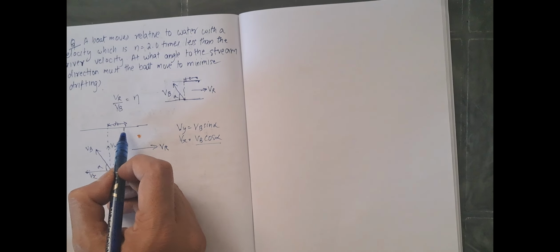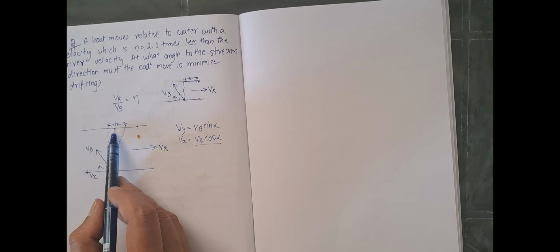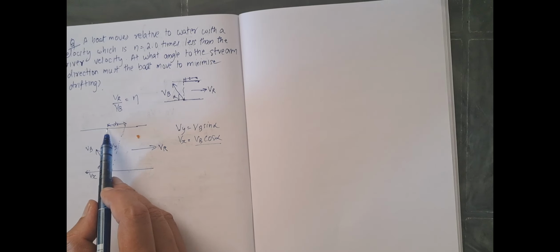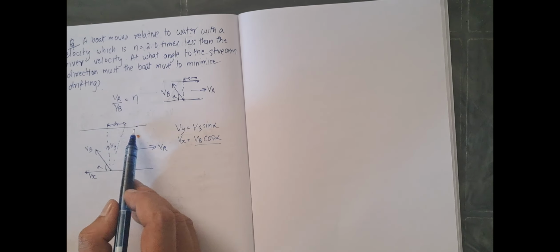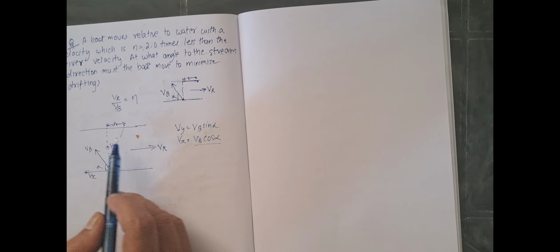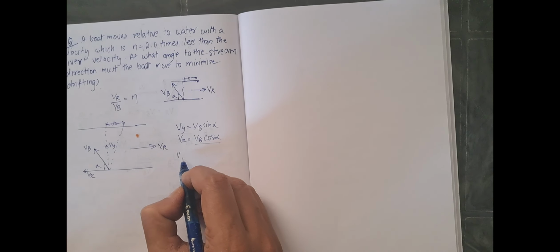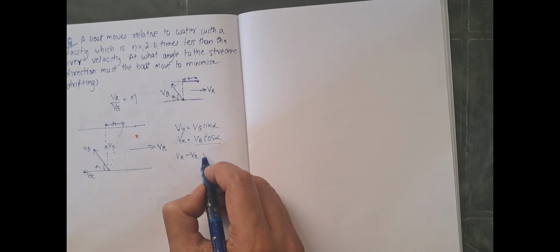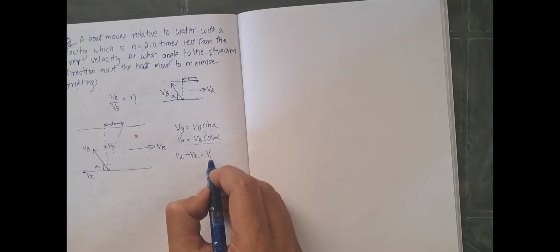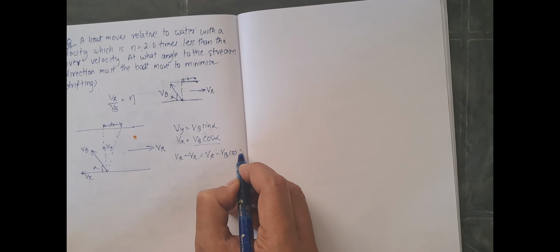Right? Suppose we want to find out drifting. So drifting means this distance. So this distance will be equal to time times the total velocity in the horizontal direction. Total resultant velocity in the horizontal direction will be equal to VR minus Vx, or VR minus VB cos alpha.